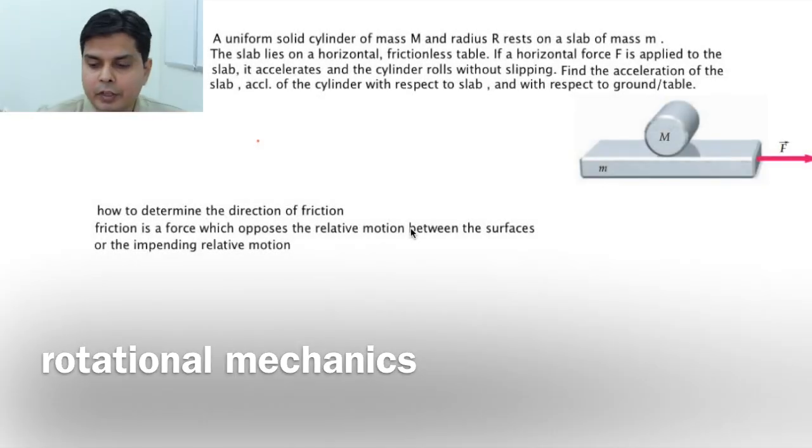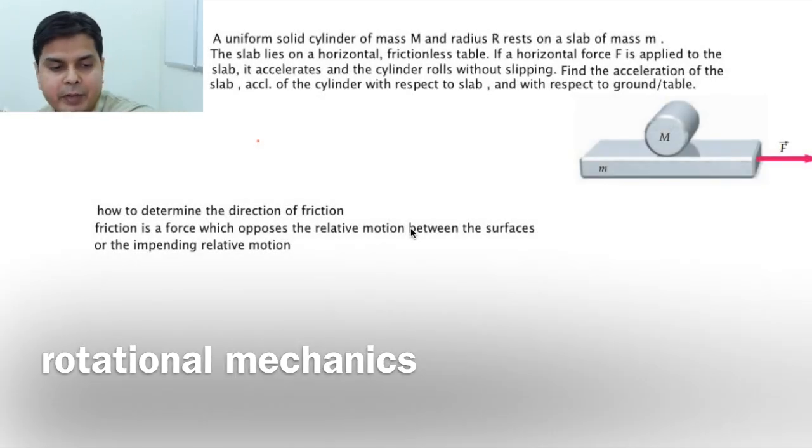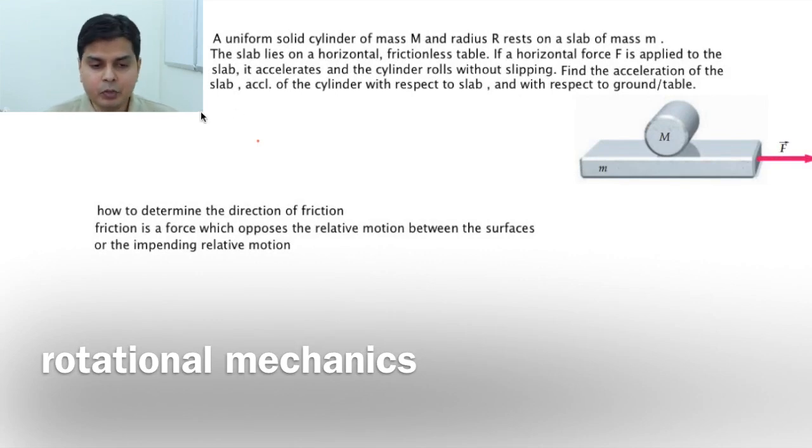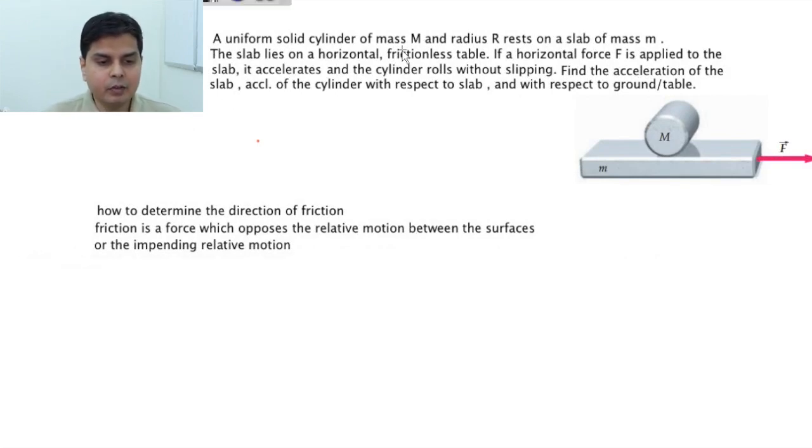Hi friends, today we are going to see a question of rotational mechanics. The question is as follows. A uniform solid cylinder of mass capital M and radius r rests on a slab of mass small m.